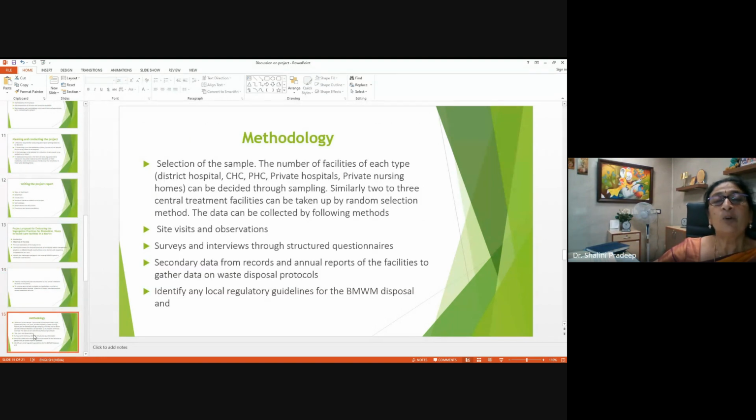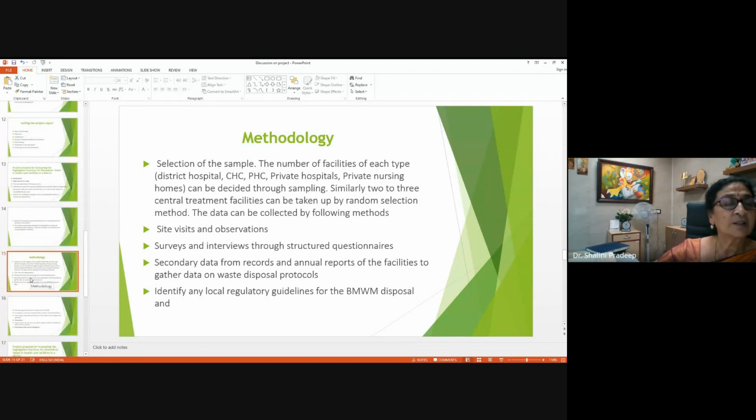So what is the methodology? How do you select your sample? It could be the district hospital, the CHC, PHC. So this can be done by sampling. Two or three CTFs can be chosen based on the random selection method.